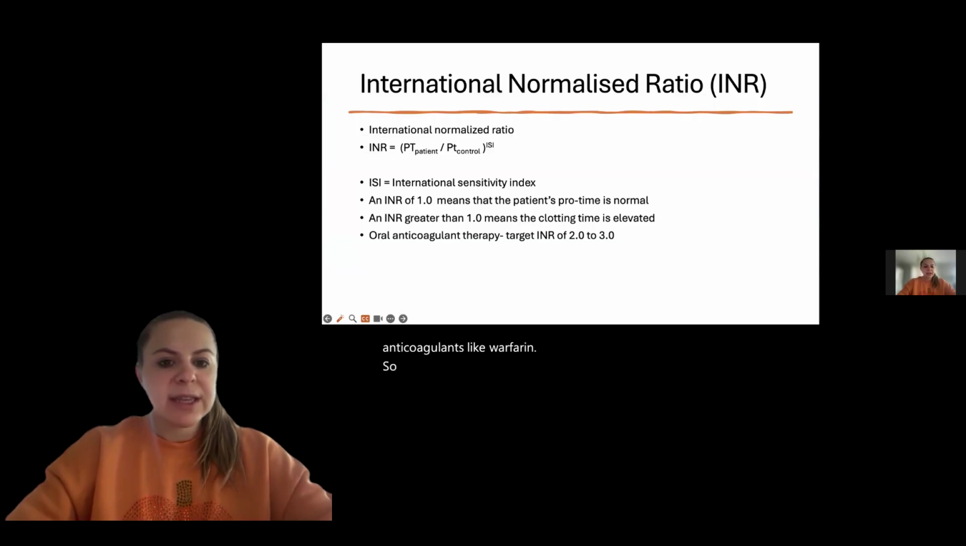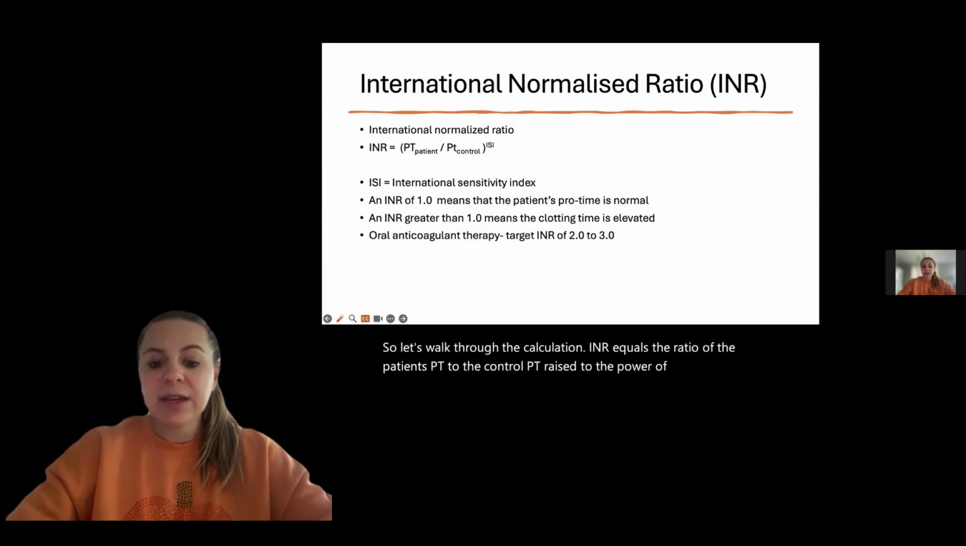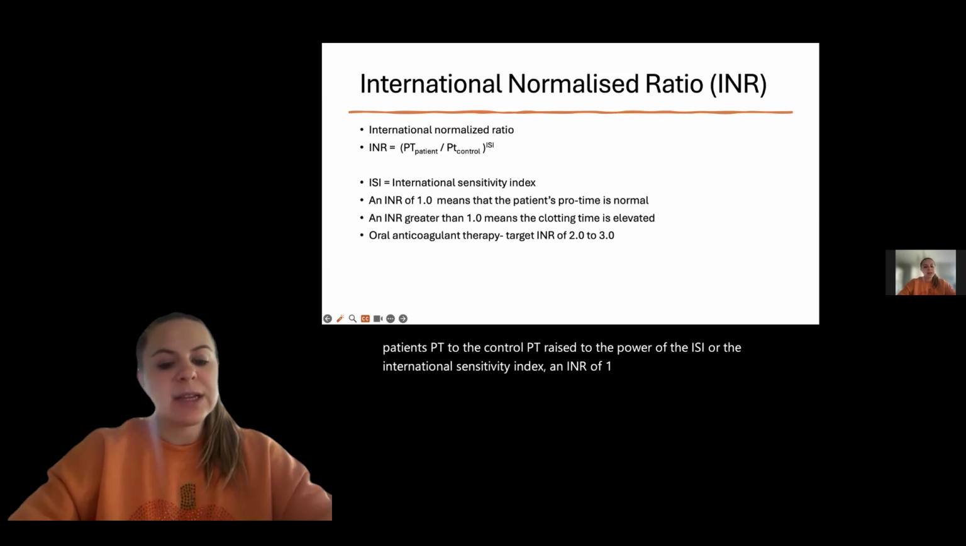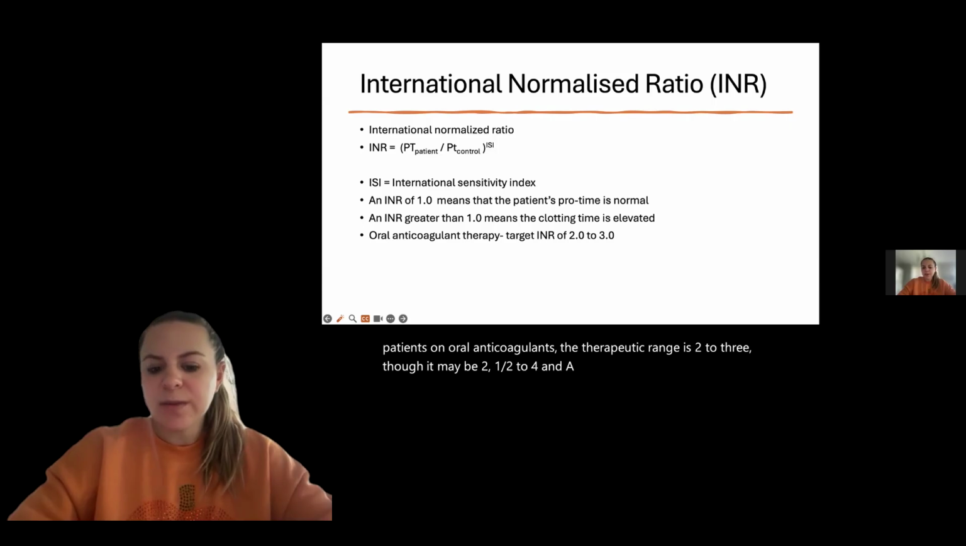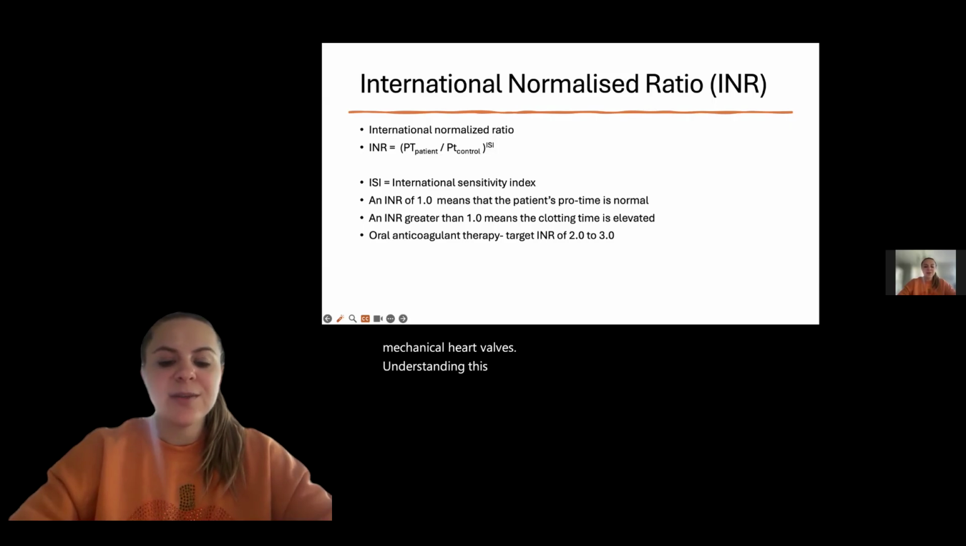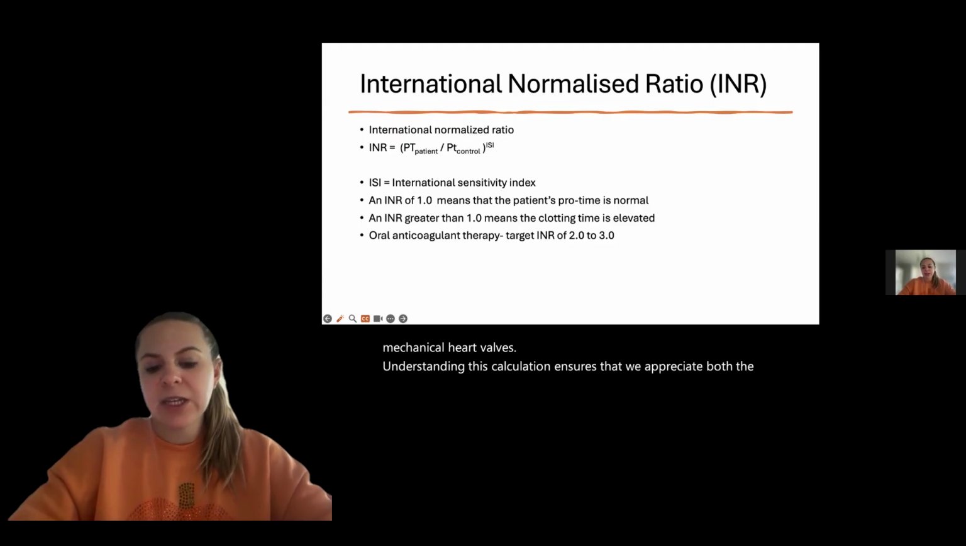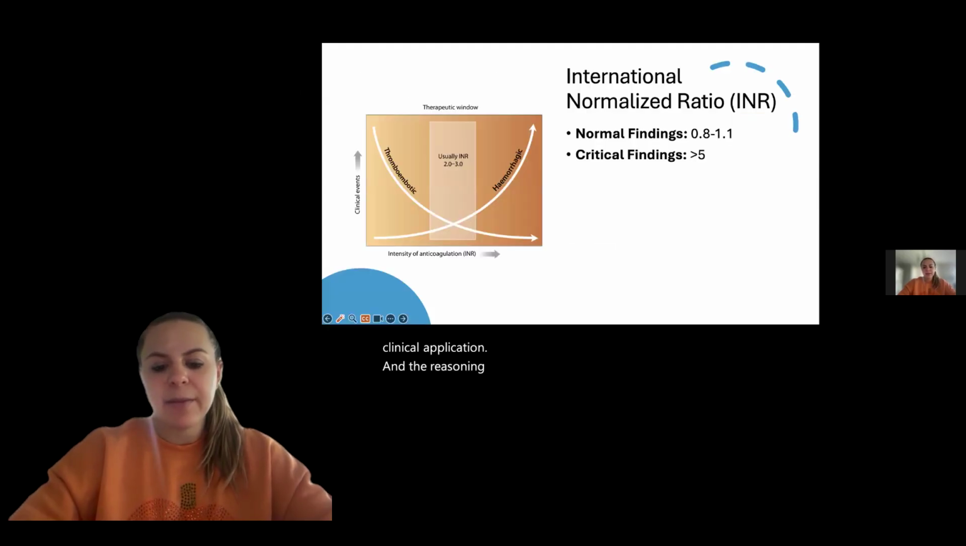So let's walk through the calculation. INR equals the ratio of the patient's PT to the control PT raised to the power of the ISI, or the International Sensitivity Index. An INR of 1 indicates normal clotting time. An INR above 1 indicates prolonged clotting time. For patients on oral anticoagulants, the therapeutic range is 2 to 3, though it may be 2.5 to 4.5 in special circumstances like mechanical heart valves. Understanding this calculation ensures that we appreciate both the clinical application and the reasoning behind the number.